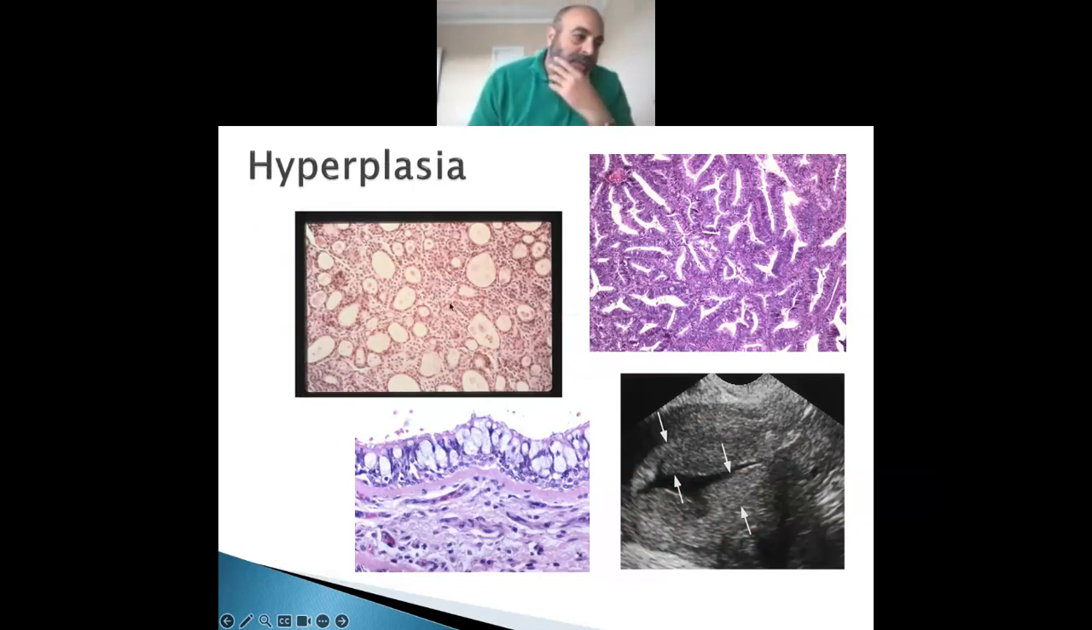Hyperplasia is increased number of cells. So we have all kinds of different ones. Like this one is goblet cells, endometrial tissue. So here, this is endometrial tissue that they're looking at. Right? So it's thickening.